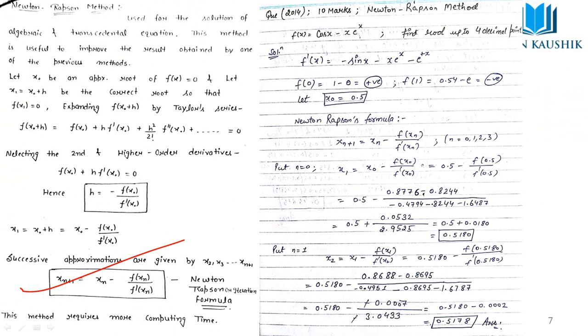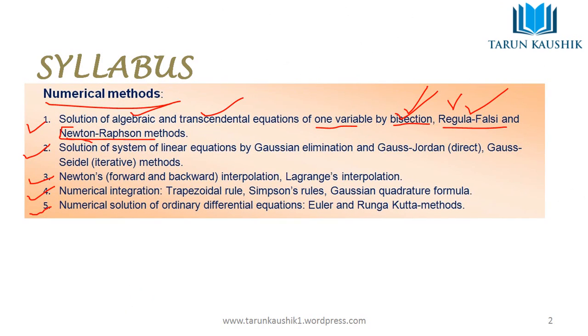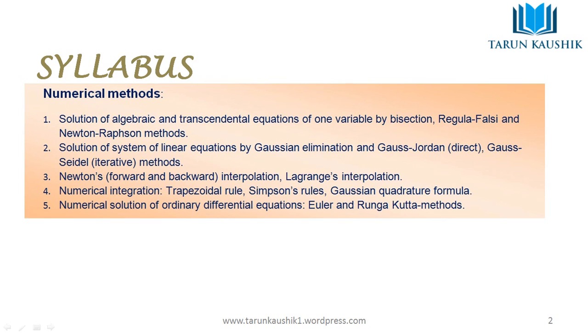Okay, so we have done the first topic of our syllabus, that is bisection, regula falsi, and Newton-Raphson. So the first point we have covered. Now we will be doing this third. First we will do this third, then we will move toward the second. The second one is a bit lengthy. So we will be studying interpolation, forward and backward, and Lagrange's interpolation.